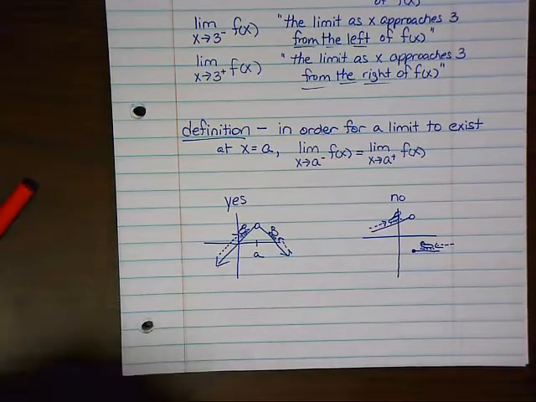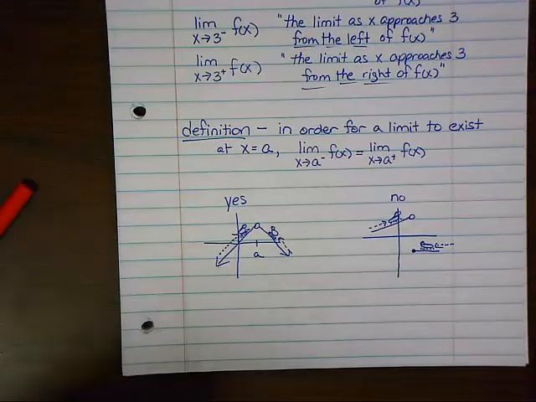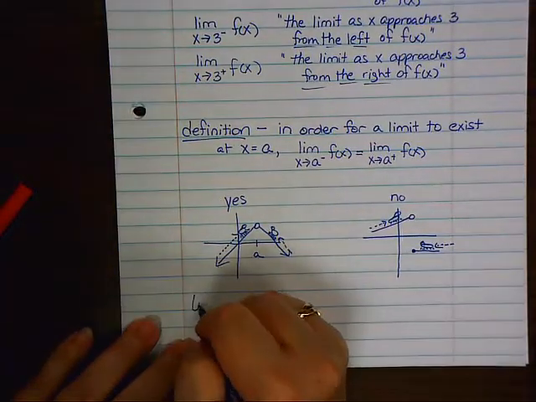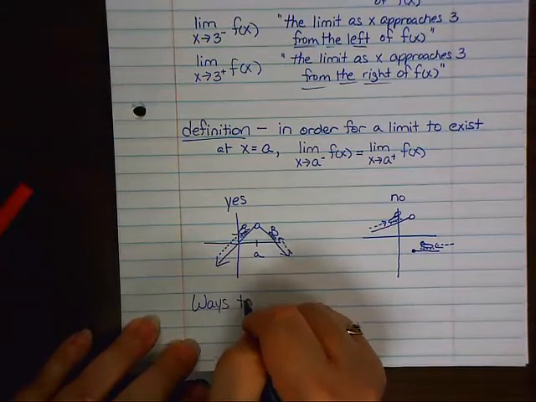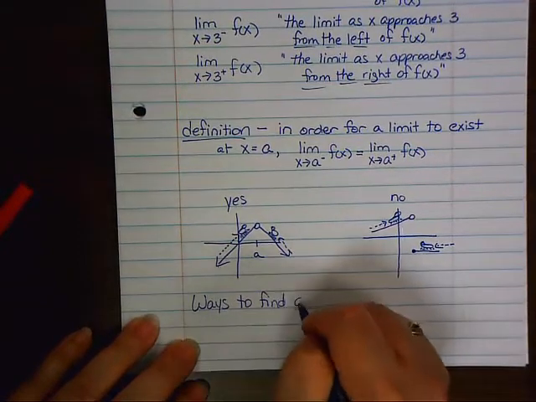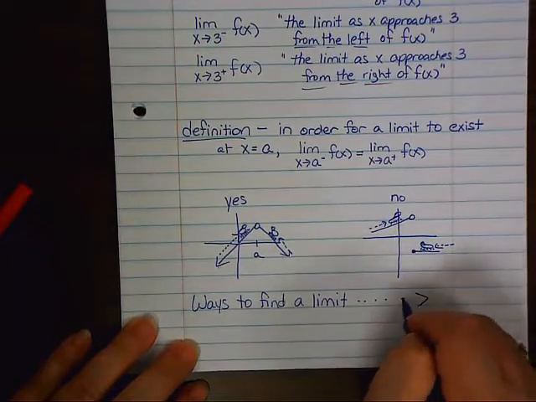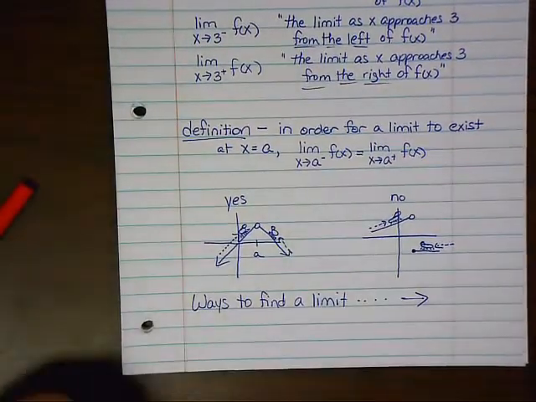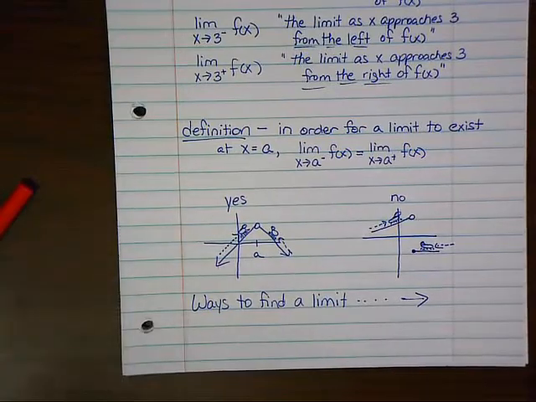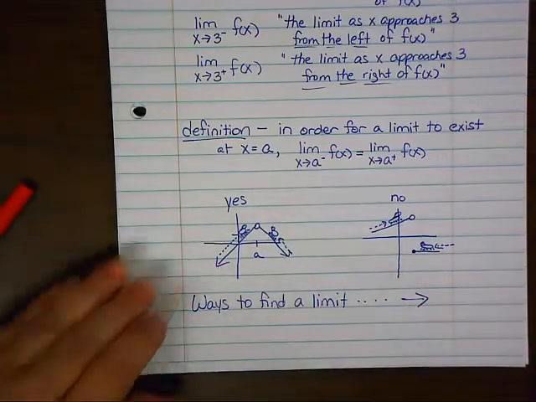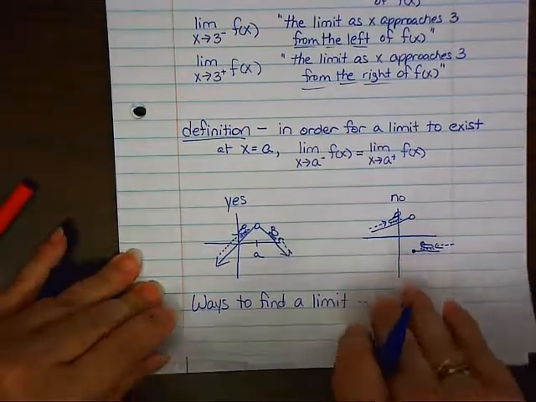Okay. Now, we kind of get an idea a little bit now of what a limit is. Let's talk about how to find it. So, next page is going to be ways to find a limit. And there are 3 that we're going to discuss today. There's lots, but we're going to start with 3. I'm changing pages. Flip. Okay. Is everybody ready for me to move on? Okay, number 1.